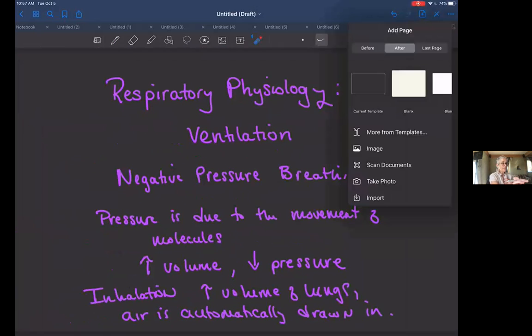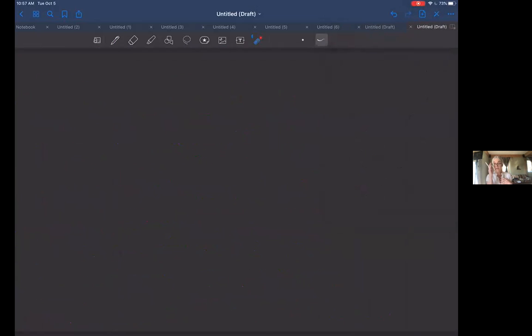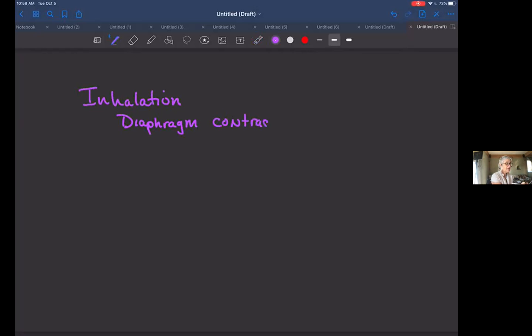So let's just write that down. And it's very important to really think about this, because sometimes we think about it as being the opposite. Okay, so let's talk about inhalation. Okay, so inhalation, the diaphragm contracts. It is a weird muscle in that it is dome shaped like this. So when it contracts, it actually kind of goes like this and it moves down, right? So it flattens out and moves down.